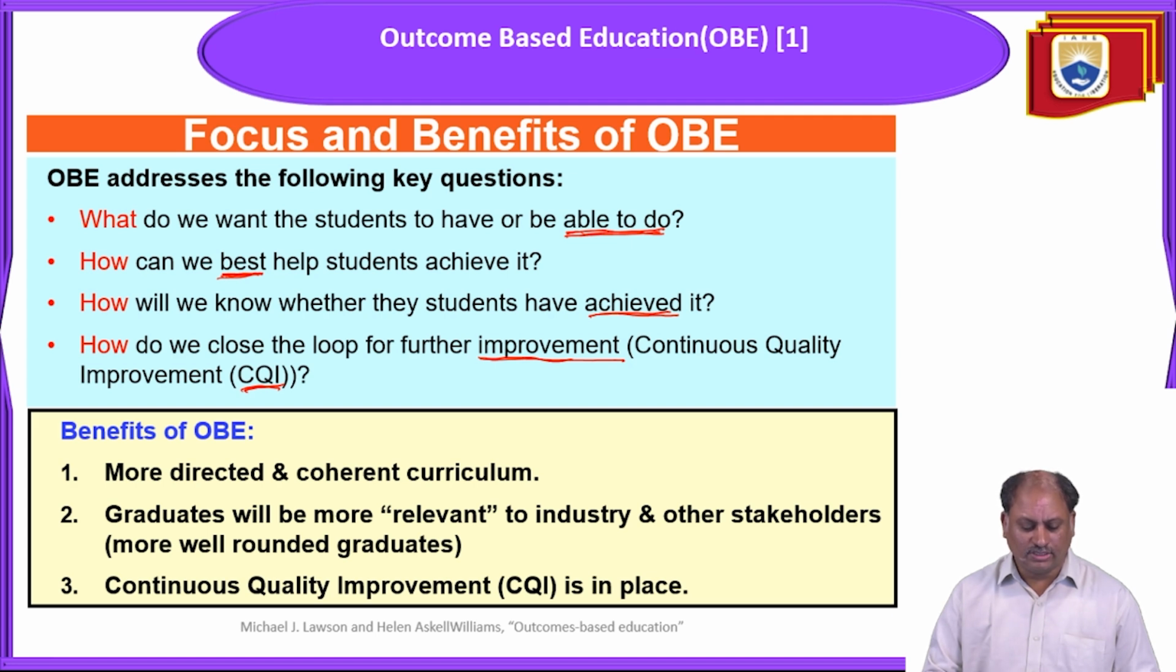That means here we are mainly addressing what the students are able to do, how best that can be achieved, and whether the students have achieved it. And the fourth one is closed loop for further improvement, continuous quality improvement.